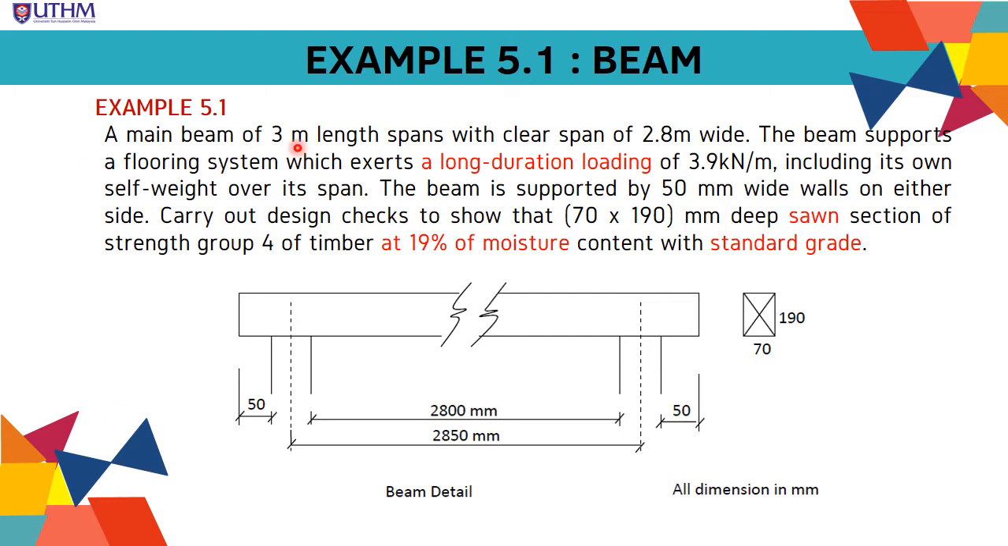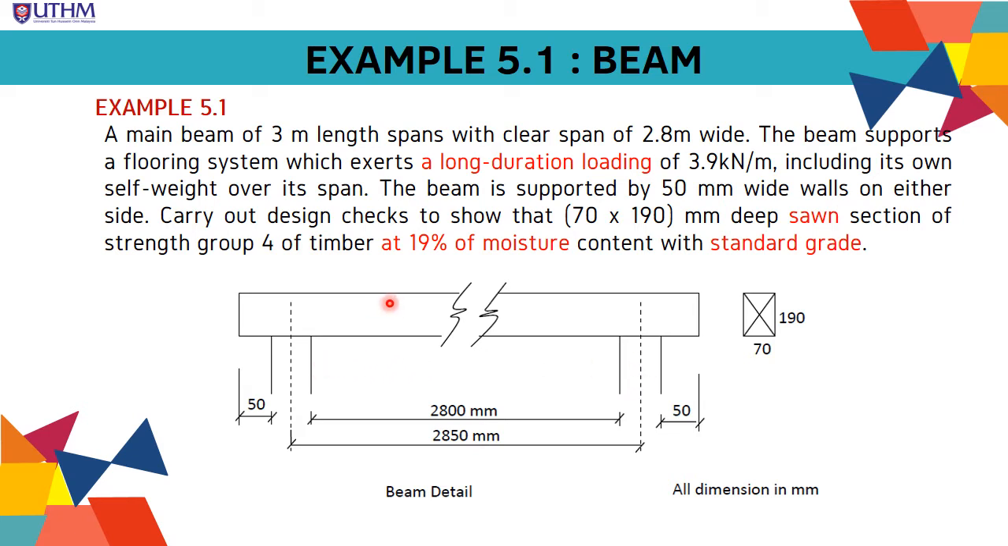A main beam of 3 meter length span with clear span of 2.8 meter. The beam supports a flooring system which exerts a long duration loading of 3.9 kN per meter, including its own self-weight over its span. The beam is supported by 50 mm wide walls on either side.